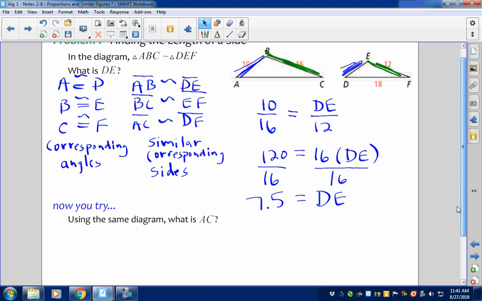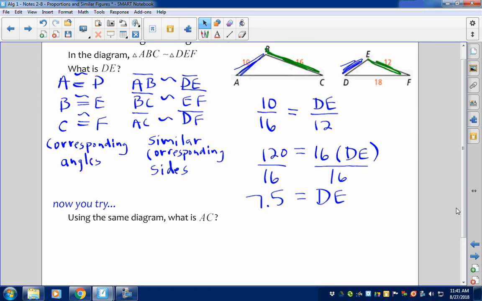Using the same diagram, can we find AC? What would the setup be for AC? What's one possible setup for AC? Let's do this together here. AC over what?